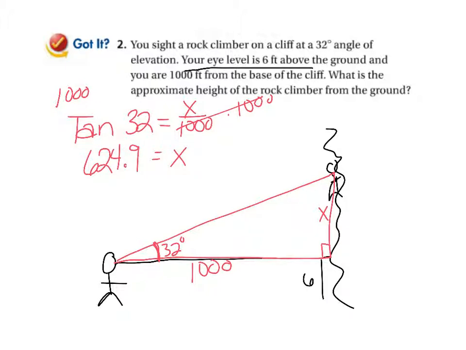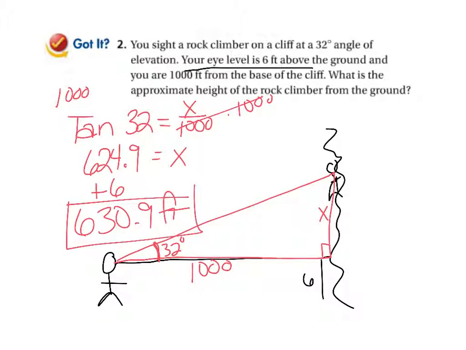But that's not the total height of this rock climber. That's this x side of this triangle. What do you suppose I need to do with that x? I need to add the 6 into it. Okay, and again, this looks pretty high to me. I'm not sure the 6 feet is that big of a deal, but we're going to add it in. We're going to give him every bit of that rock that he climbed. So I'm going to add 6 for that height. So now my answer is 630.9 feet. And that's how high he is off the ground.